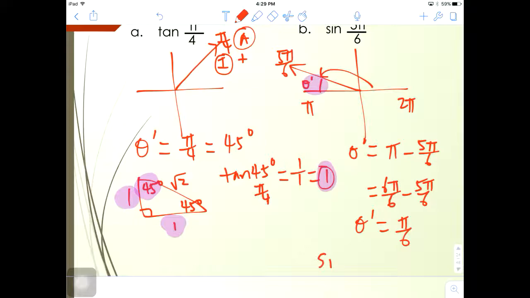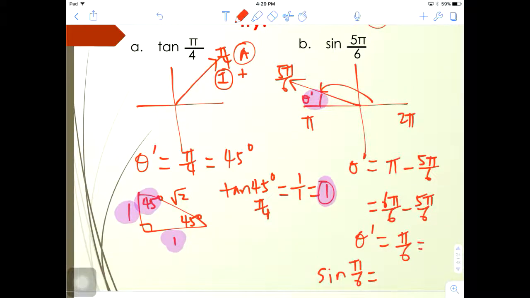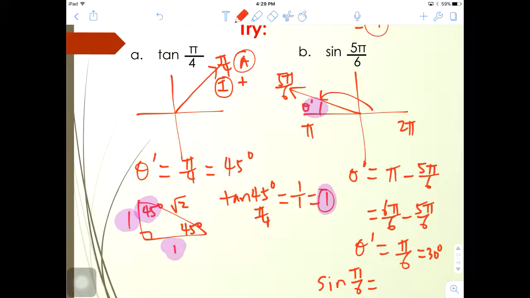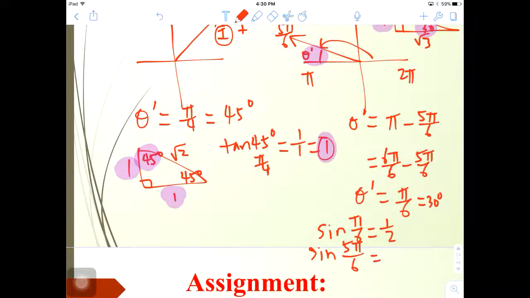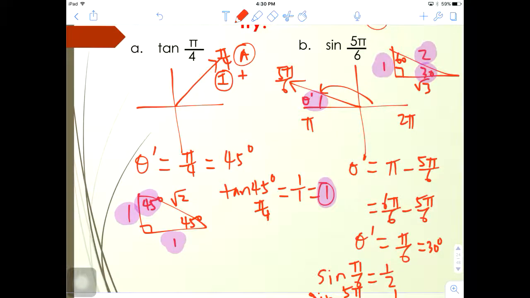And I'm going to find the sine of the reference angle, pi over 6, first. And that's actually, believe it or not, 30 degrees, guys. You can convert it. So once again, I need a 30, 60, 90, and that's going to be 1, 2, radical 3. I'm looking for the sine of 30 degrees. So here's 30 degrees. Sine is opposite over hypotenuse. That is 1/2, which means the sine of 5 pi over 6 is going to have the same value, 1/2, but I need to check the sign.